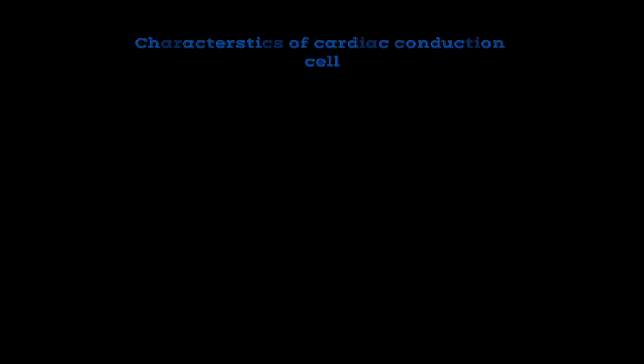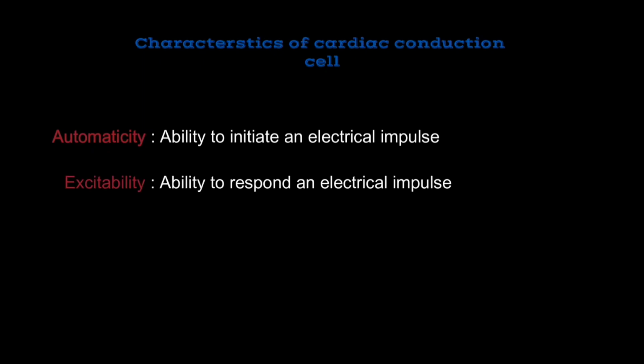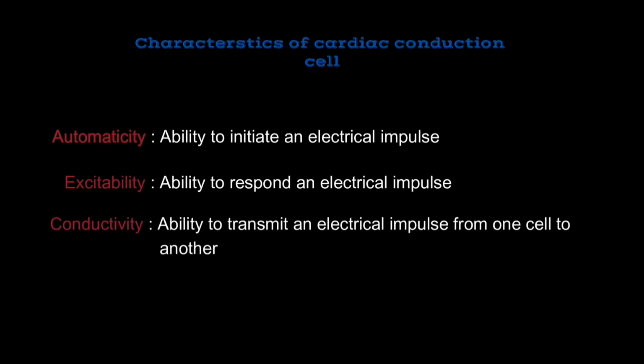Characteristics of cardiac conduction cells: automaticity, the ability to initiate an electrical impulse; excitability, the ability to respond to an electrical impulse; conductivity, the ability to transmit an electrical impulse from one cell to another.